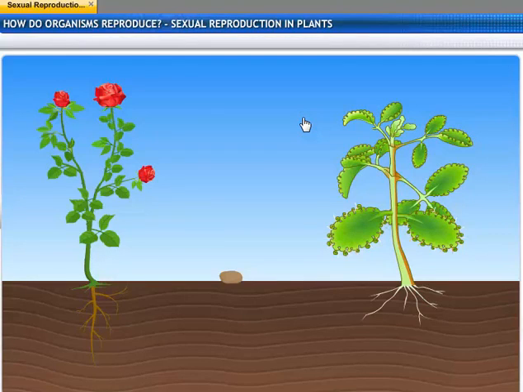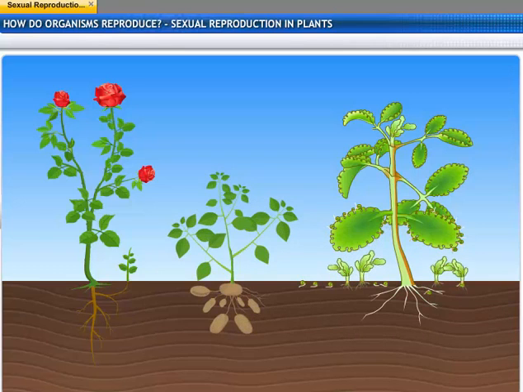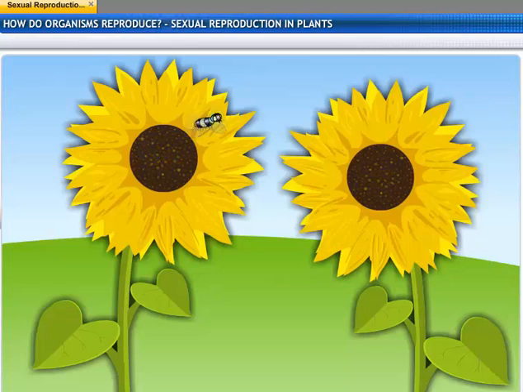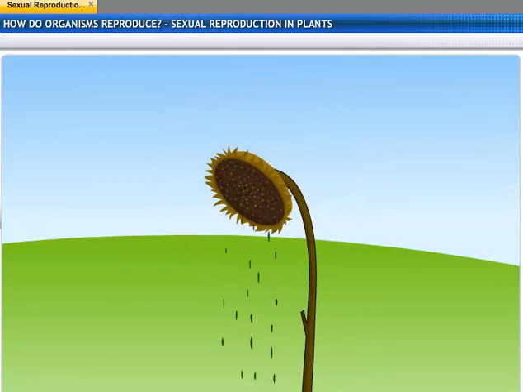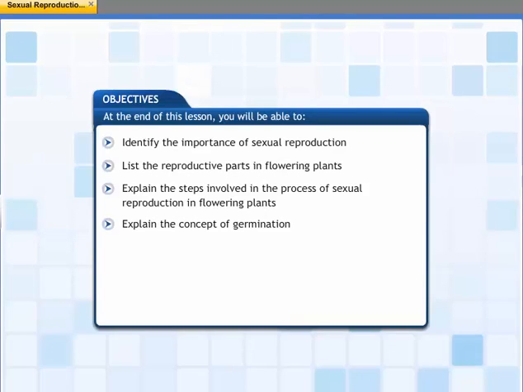Unlike most animals, plants are capable of propagating a new generation of their species without seed. That is, they are capable of asexual reproduction. Like human beings and animals, plants can also reproduce sexually to produce seeds that give rise to a new generation. In this lesson, you will learn about sexual reproduction in flowering plants.